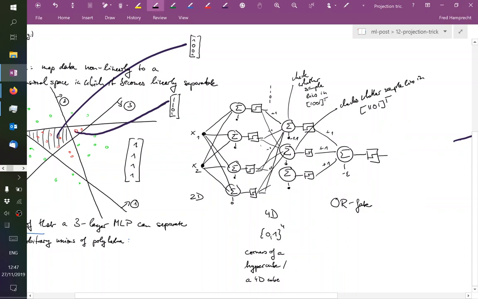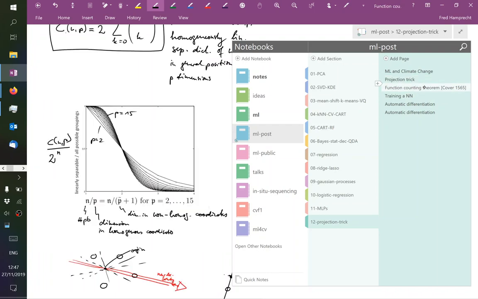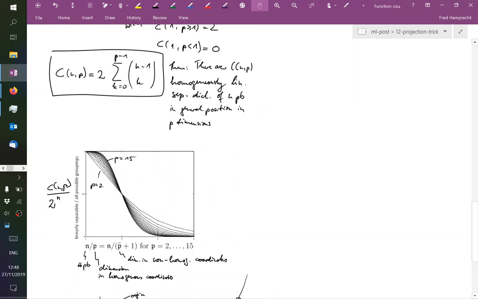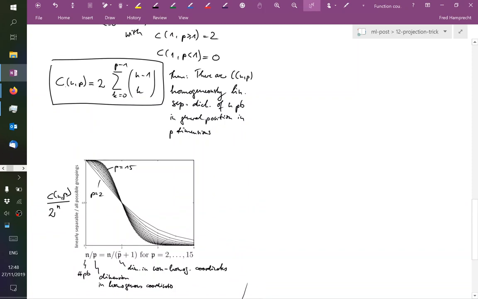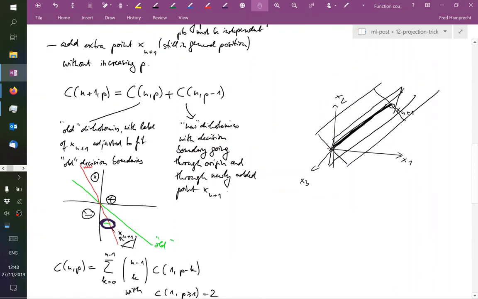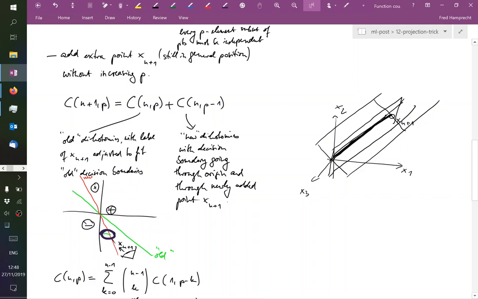And I now want to find a representation such that the single classifier is going to be able to fit my training data well. And the statement in this function counting theorem is that with overwhelming probability, this is going to be possible as long as we project into a sufficiently high dimensional space. Now, why is it important that we map non-linearly to higher dimensional space? That is so important because if I just projected linearly to higher dimensional space, then my points would not be in general position. And then the whole theorem does not hold. So it is of the essence to map non-linearly to a higher dimensional space.